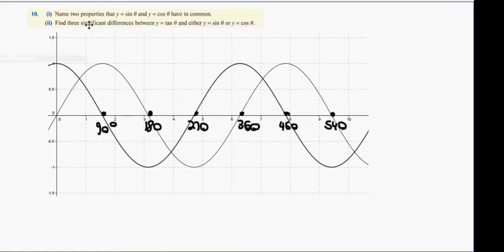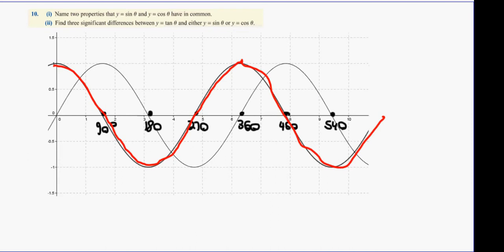Now guys, name two properties that y equals sine theta and y equals cos theta have in common. Well, first thing I want you to know is that this graph here in red, that's going to be cos theta, okay? Because cos theta starts off at cos 0 equals 1. So you're going to put them both into your calculators and then you're going to draw them accordingly. So that's cos theta there.